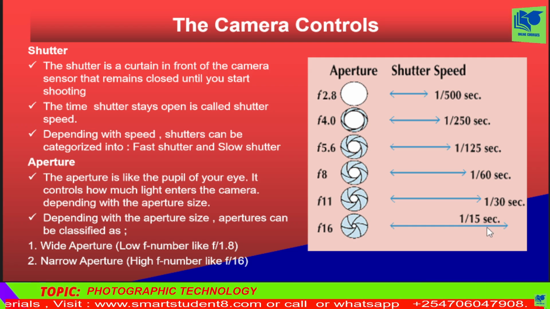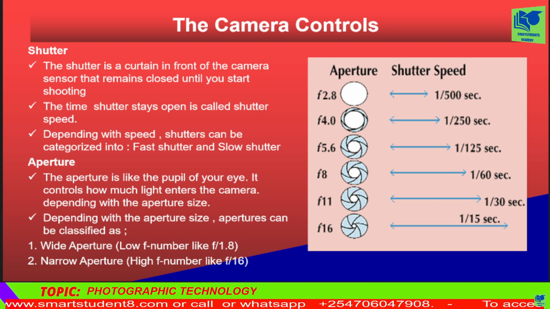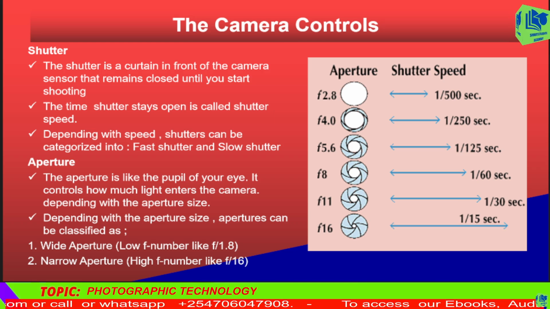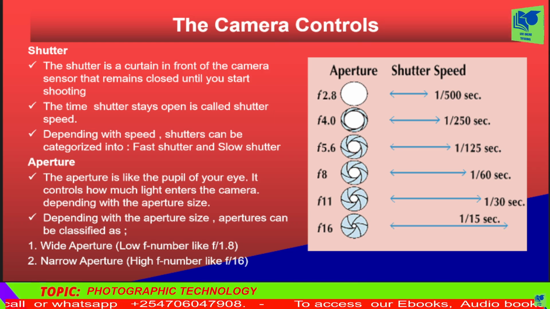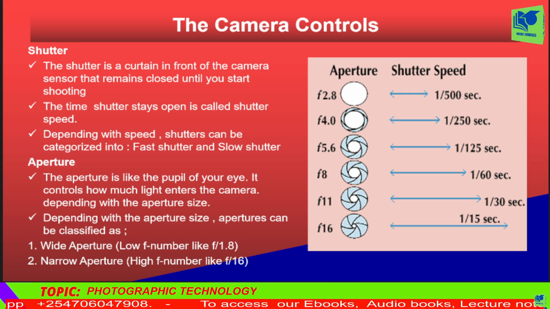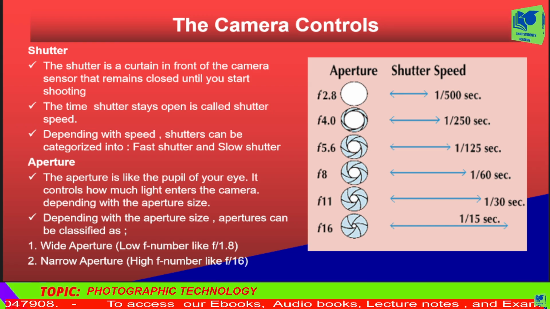Now, here's where things start to come together. Shutter speed and aperture work hand in hand. If you open the aperture wide, f/1.8, you might need a faster shutter speed to prevent too much light from overexposing the photo. Similarly, if your aperture is very narrow, f/16, you may need a slower shutter speed to let enough light in.